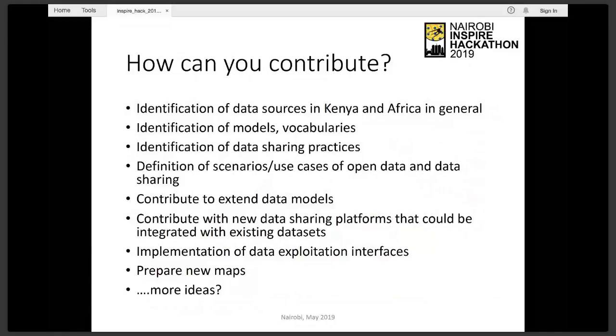Maybe you can contribute to extend the data models. Maybe you can also contribute with new data sharing platforms, or to the implementation of some interfaces for visualizing, including maps. Any other ideas, of course, are welcome. So this is where I leave it, and I take any questions and suggestions and discussion. Yes.